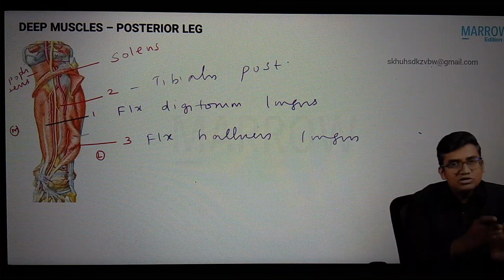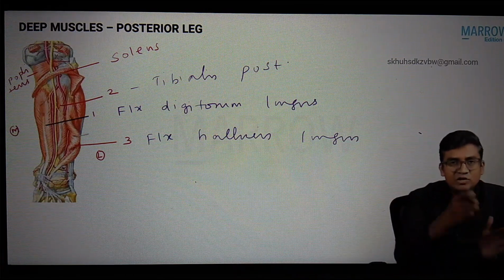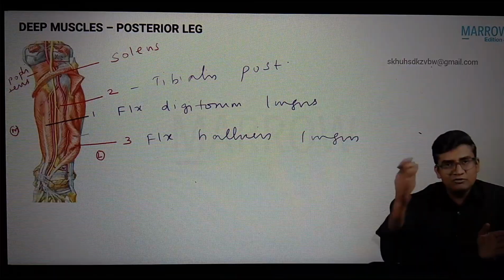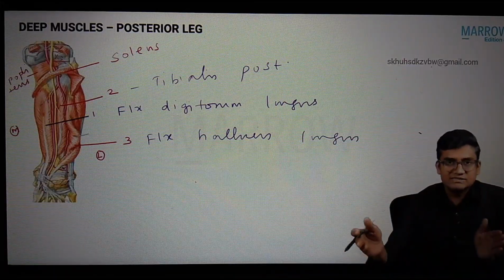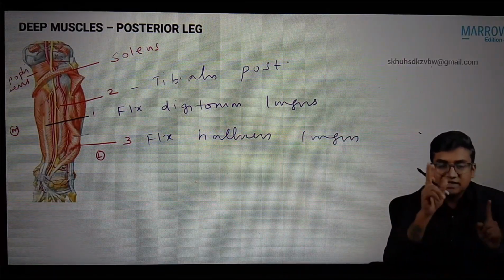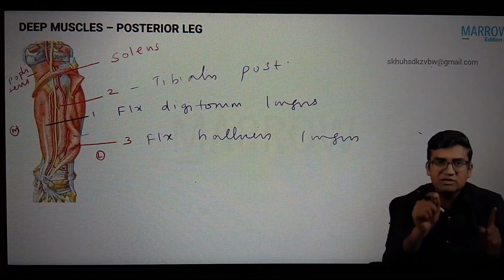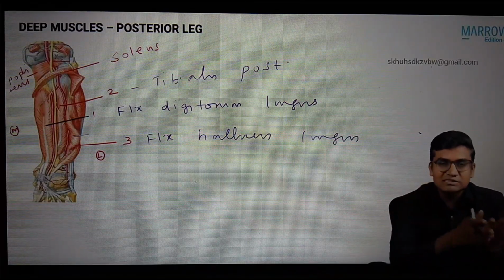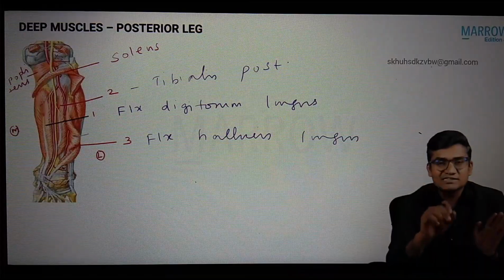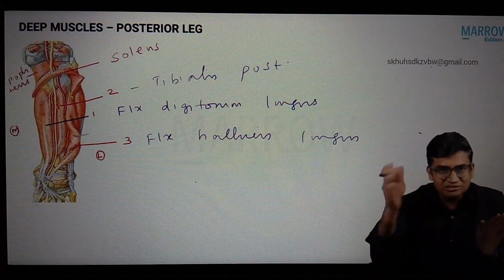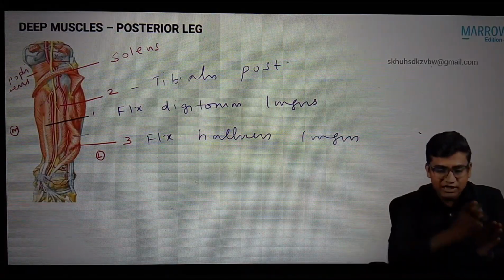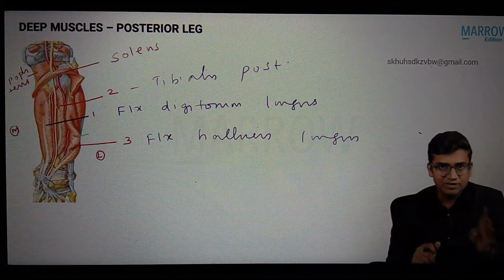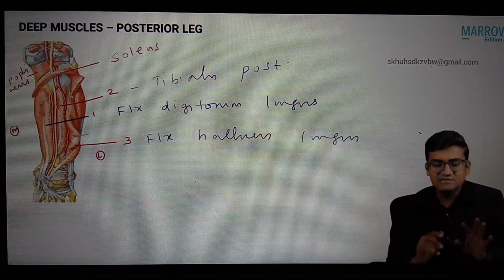So, see the arrangement in the leg. In the sole, you can easily identify. The tendon going to the great toe will be flexor hallucis longus. The tendon going to the lateral 4 toes will be the flexor digitorum longus. That is very easy to identify. But in the posterior compartment of the leg, you identify these muscles like this: the medialmost muscle is flexor digitorum longus, the lateralmost muscle is flexor hallucis longus, and in between these two is tibialis posterior.